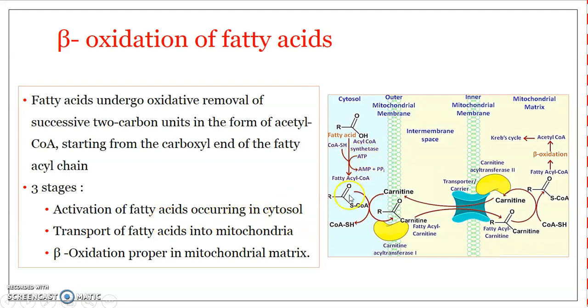And this activated fatty acid is transported into mitochondria through the Carnitine shuttle. That is the second stage. And once it reaches the mitochondrial matrix, the beta oxidation proper takes place in the mitochondrial matrix with the help of the enzymes present there. So these three stages: activation of fatty acid, transport of fatty acid through the Carnitine shuttle, and then the beta oxidation proper. So we will be discussing the beta oxidation under these three steps.